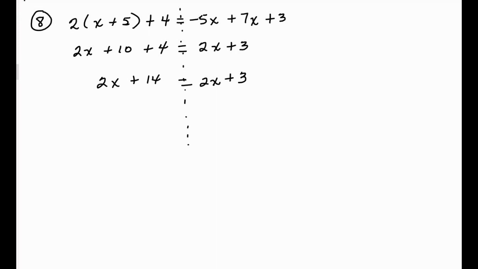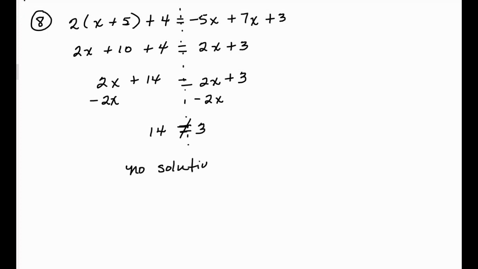So normally I would take the smallest variable term and get rid of that first. Well, they're both 2x, so if I'm going to follow that process and get rid of that smallest variable term first, you can see that the variables cancel out, and I end up with 14 equals 3. Well, 14 does not equal 3. That's not true. It's never going to be true. So the answer here is no solution.